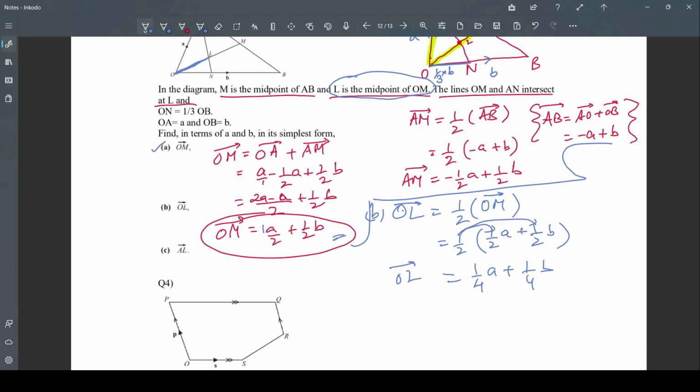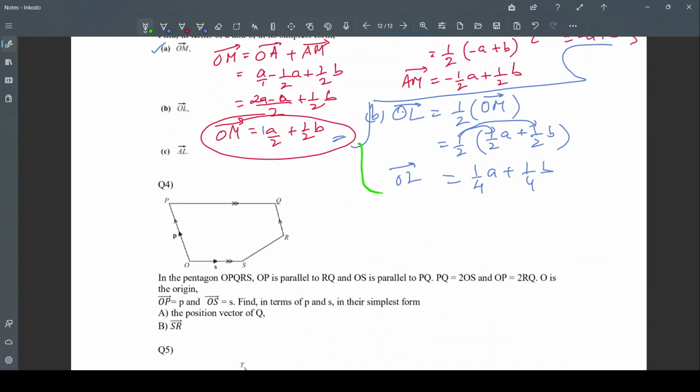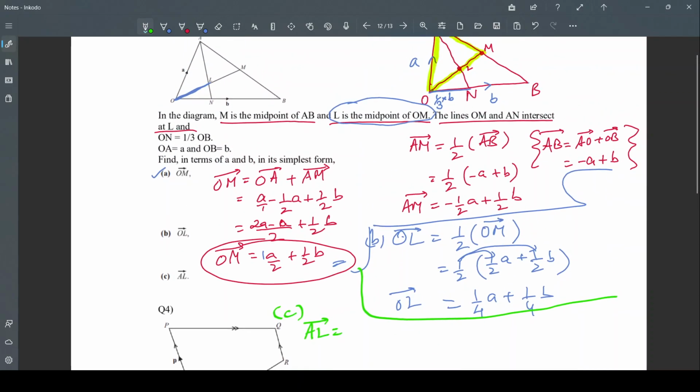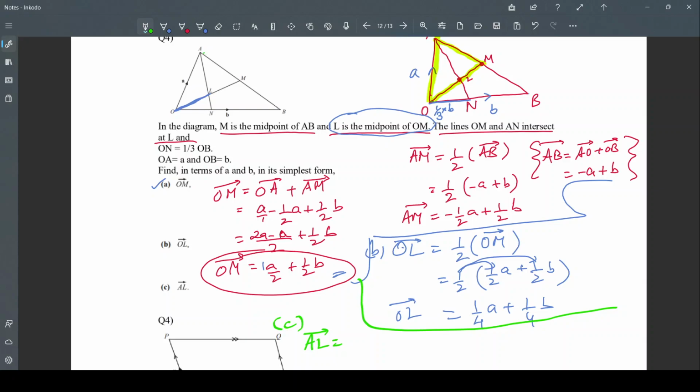So after that we have to find out the AL vector. Let me change the color for that. For finding the AL vector, this is part C, this is AL. We have to go from, oh yeah, OL is already known, so we can travel in this direction.